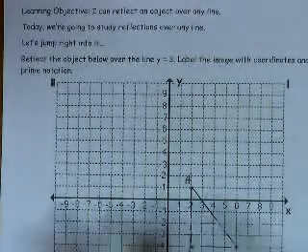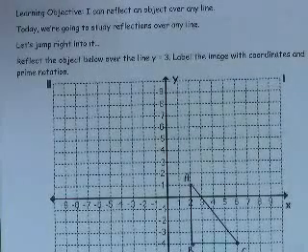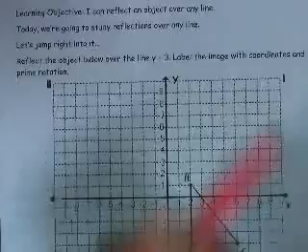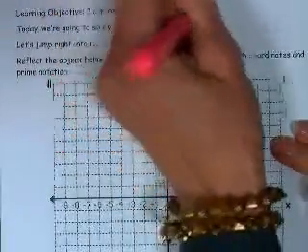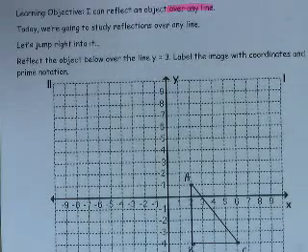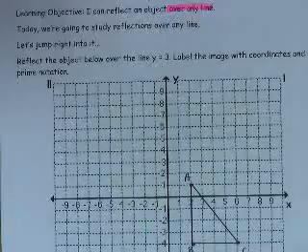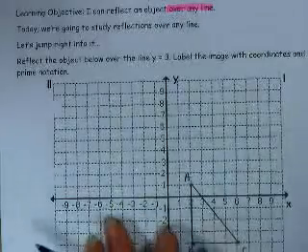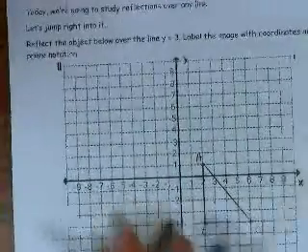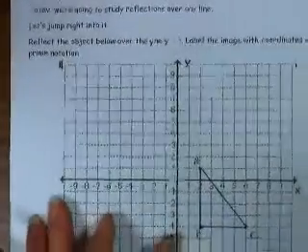Everyone, it's Miss G back with our fifth installment of Reflections, and tonight we're going to be reflecting an object over any line. Remember when we began Reflections, we said a line of reflection could be the y-axis, the x-axis, y equals x, y equals negative x, or any line. So we can reflect over any line in the plane. So that's what we're hoping to walk away with tonight.